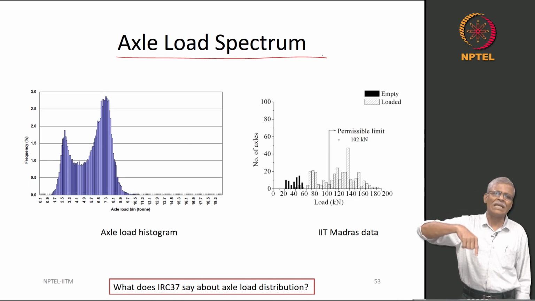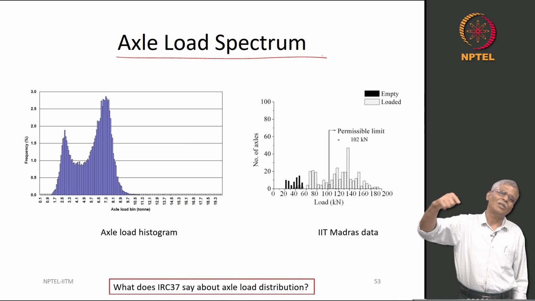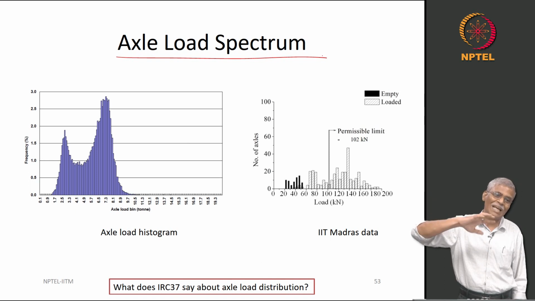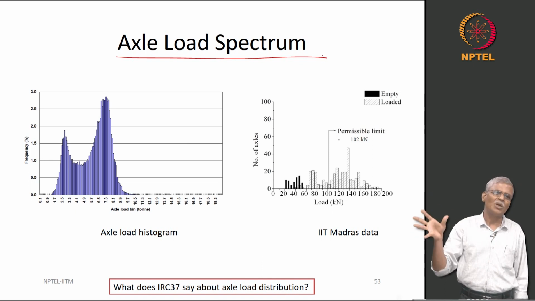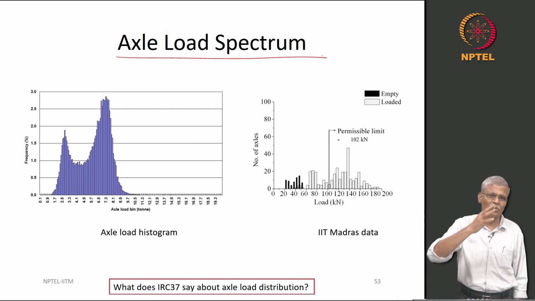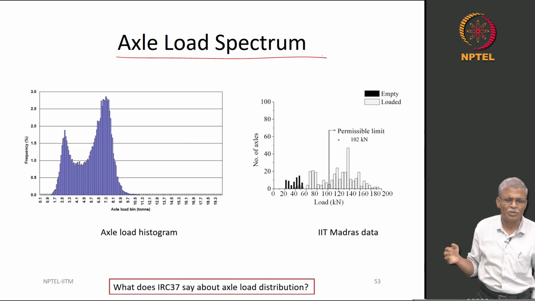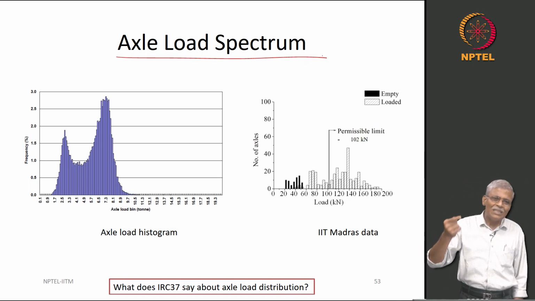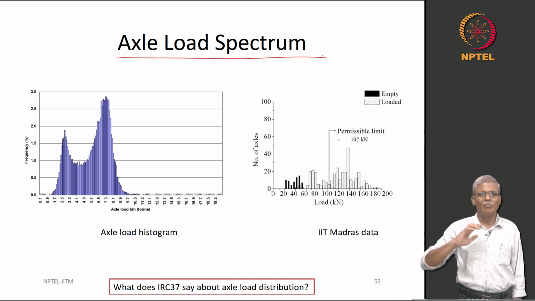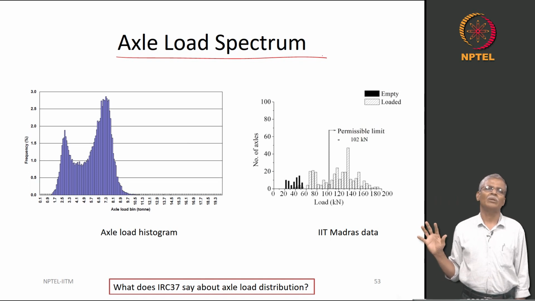So, this highway has a history, and the axle load spectrum that you are going to see for these highways is not going to change. If it is a binomial distribution, the intensities of the load might change, but the spectrum will remain more or less the same.